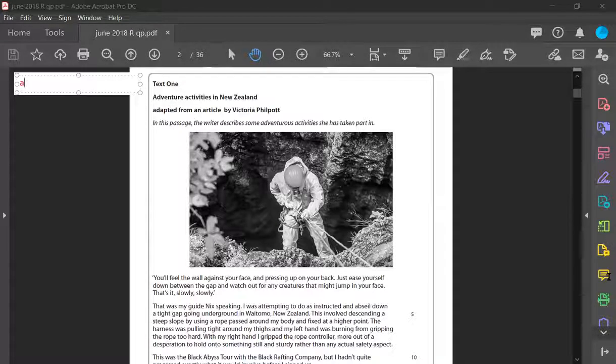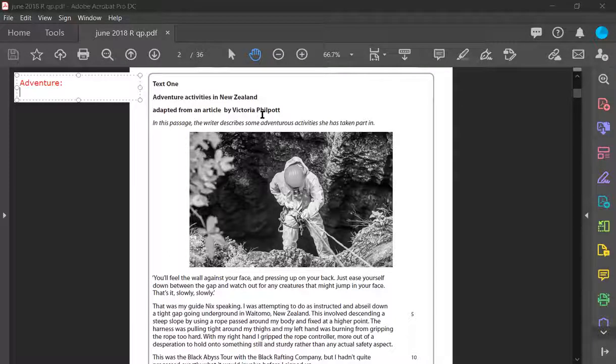So we'll just note this down over here. This word, adventure, is something that we can use in order to describe the effect of writing. But we just want to note this down and keep the list with us. And then later on, we'll discuss how each word, or how everything, is creating an effect on this text. Okay? Adapted from an article by Victoria Philpott.